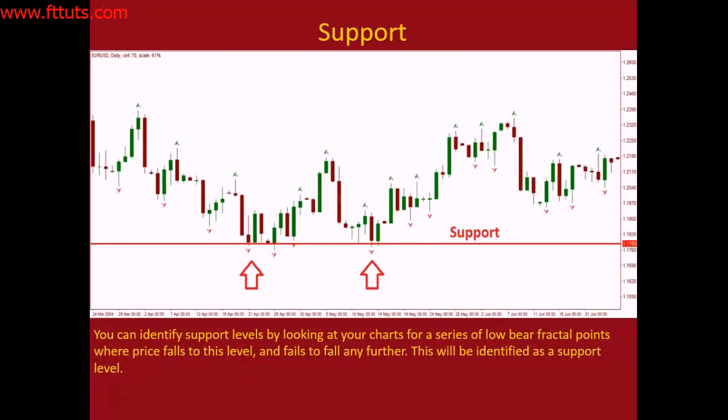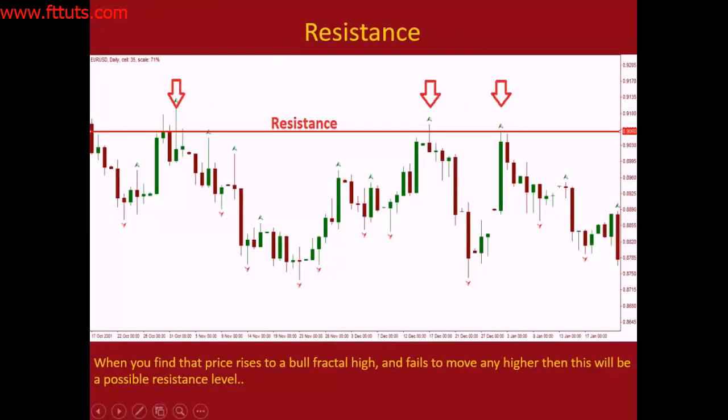You can identify support levels by looking at your charts for a series of low bear fractal points where price falls to this level and fails to fall any farther. This will be identified as support levels. And here you can see, shown by 2 arrows, the support level. When you find that price rises to a bull fractal high and fails to move any higher, then this will be a possible resistance level. You can see the bull fractals and price failed to go any higher.